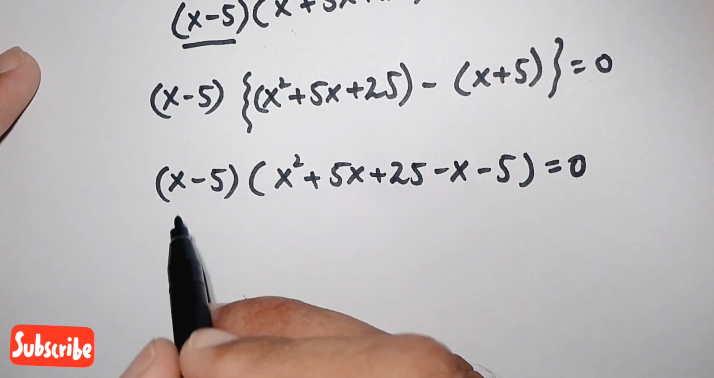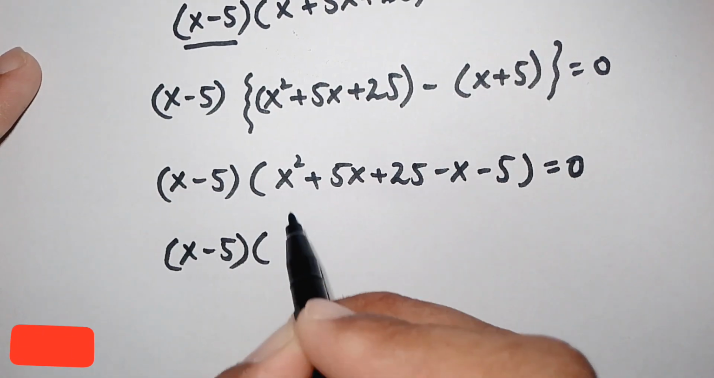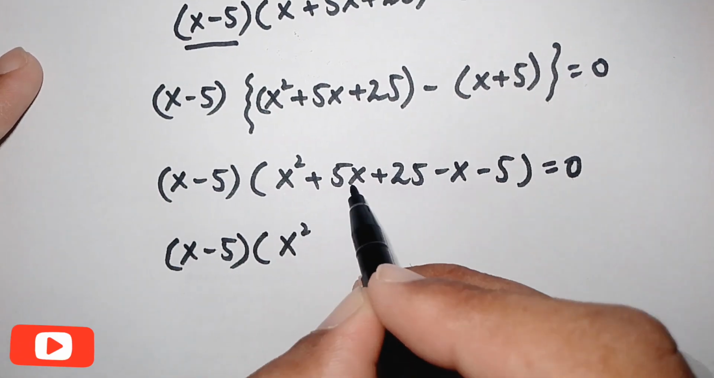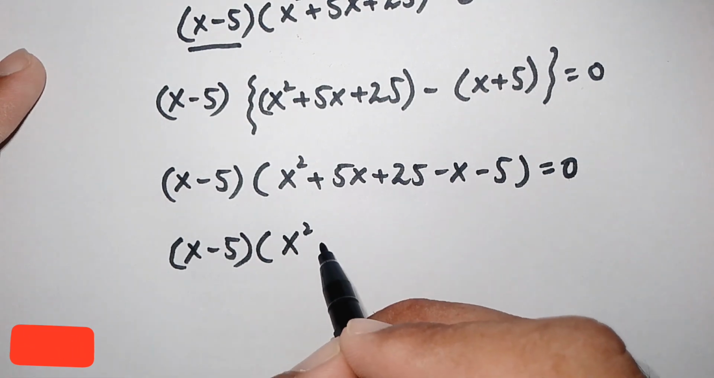Now, in the next step, x minus 5, and here x square plus 5x minus x, so this is equal to plus 4x.